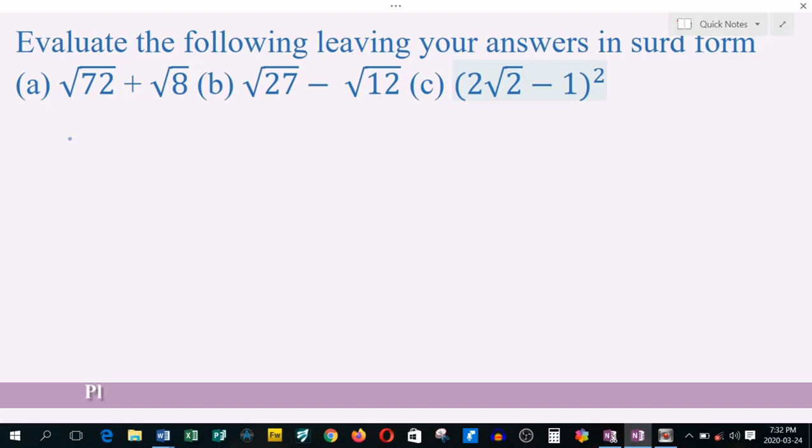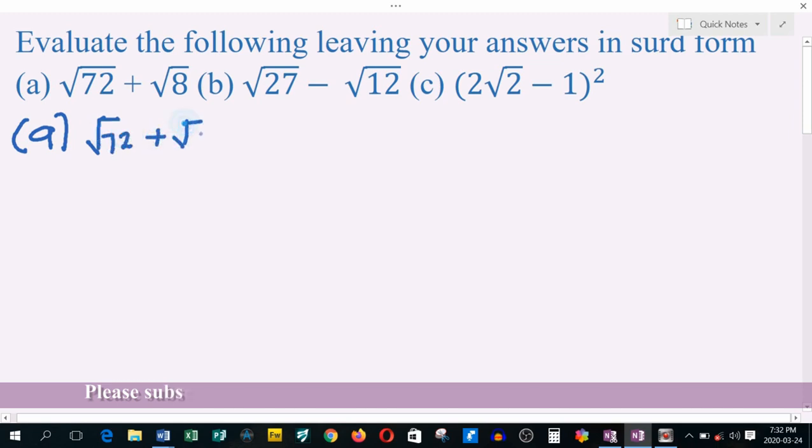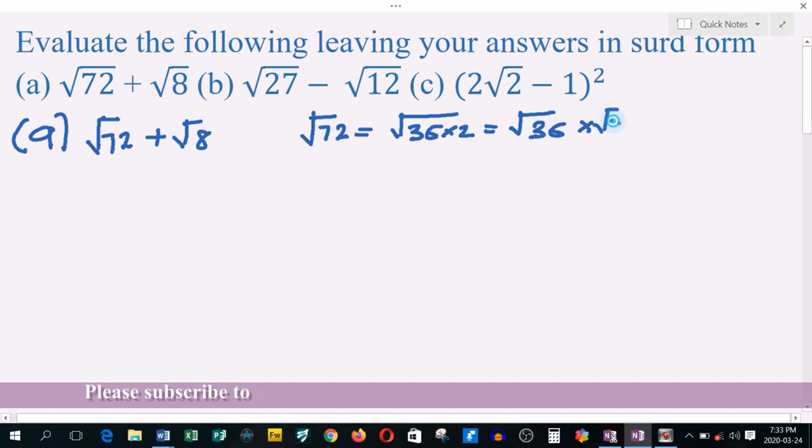When carrying out addition, subtraction, or multiplication in surds, it is advisable that the component surds be simplified first before you carry out the operation. A. Root 72 plus root 8. Now recall that root 72 can be further simplified into root 36 times 2, which is equal to root 36 times root 2, and this will give us 6 root 2.